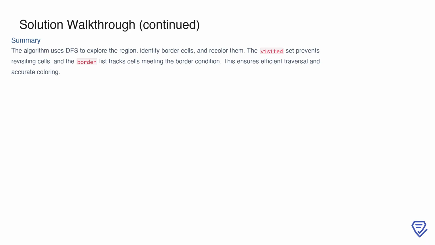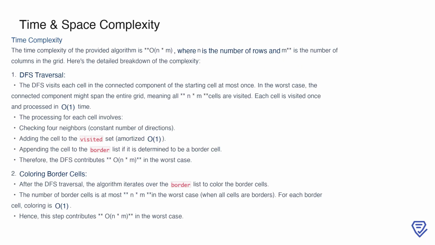To summarize, the algorithm efficiently uses depth-first search to explore the connected region of the starting cell, identify its border cells, and recolor them. The visited set ensures that no cell is processed more than once, while the border list tracks cells that meet the border condition. This approach guarantees optimal traversal and precise border coloring, whether the grid is small, large, or contains edge cases like single-cell regions. Here, we analyze the time complexity of the algorithm.